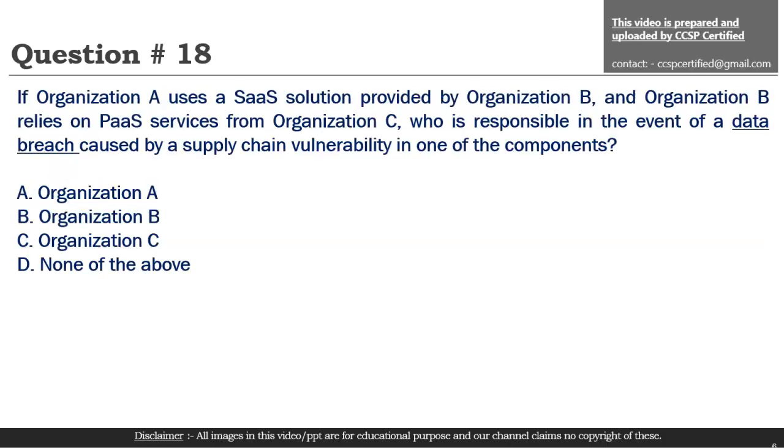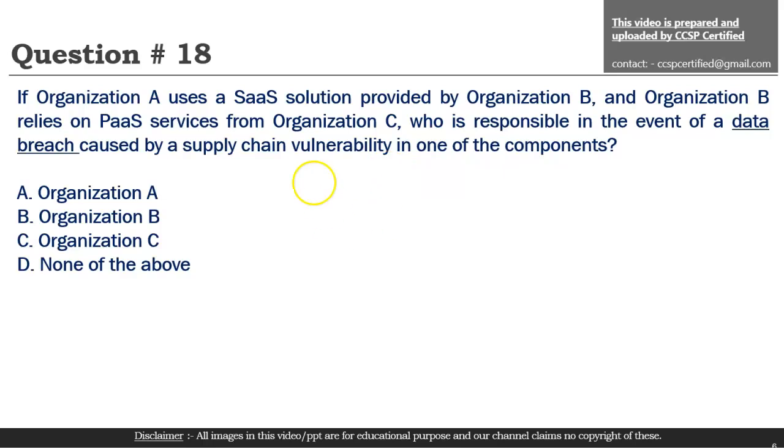Next question, a very good and very interesting one, and you can expect more of this type of question in the exam nowadays. Let's say an organization A uses a SaaS solution provided by organization B, and organization B depends on the PaaS services of organization C, and a data breach happens at organization A's level. So who becomes responsible? In the case of supply chain, vulnerability is one of the components.